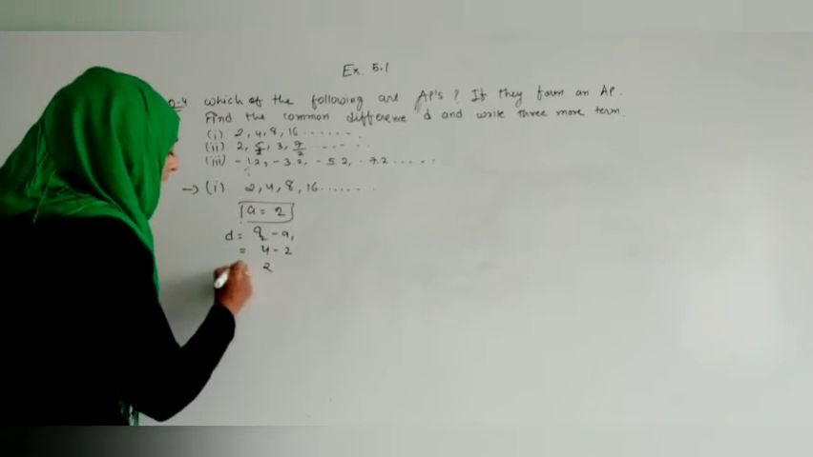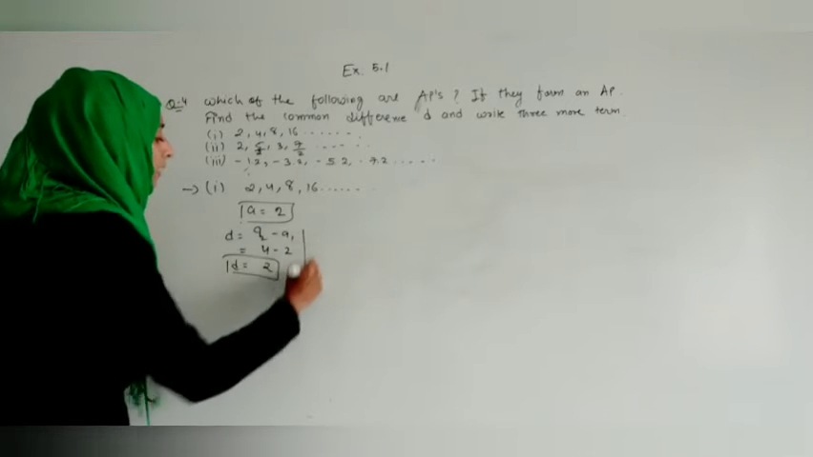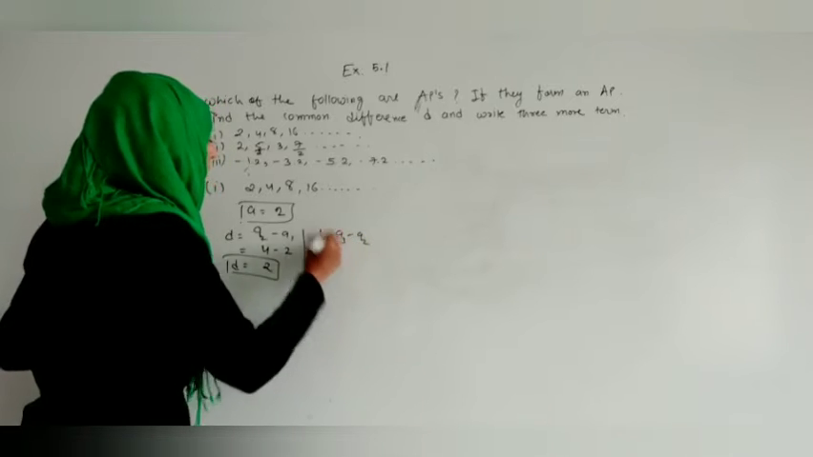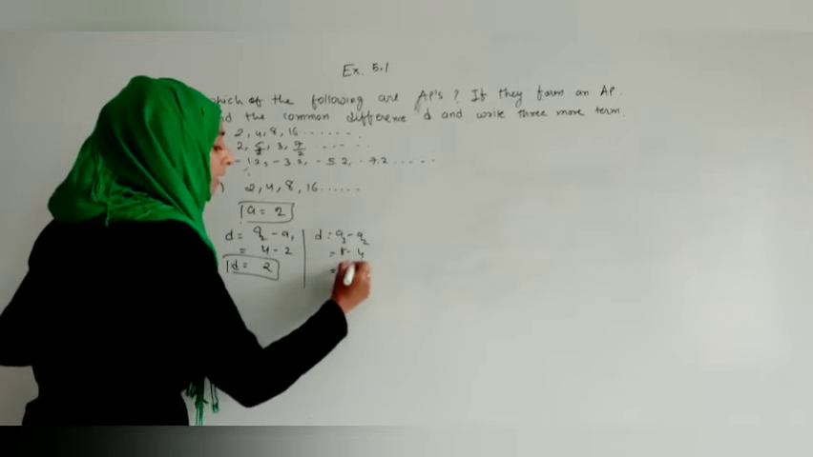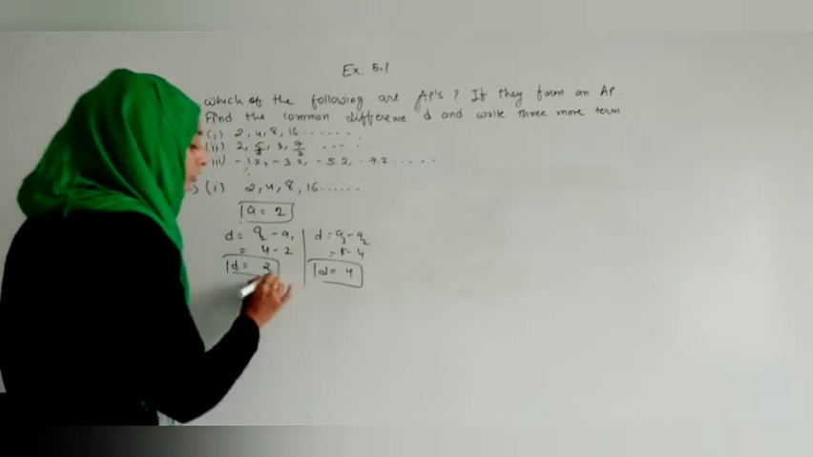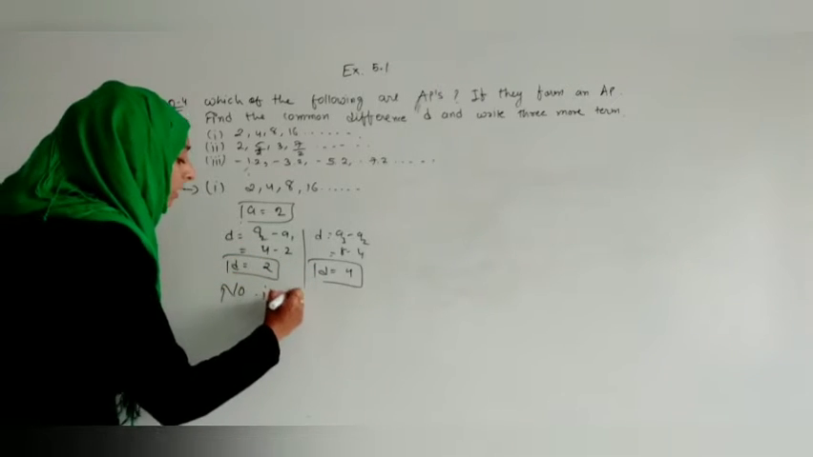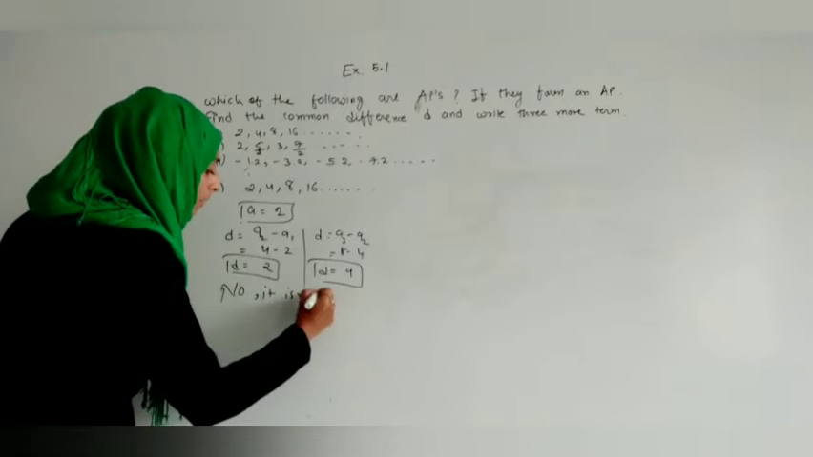So I am getting difference as 2, but second time if I am checking difference as A3 minus A2, so 8 minus 4, I will get 4 over there. So if the difference is coming different, then you have to write the answer: no, it is not in AP.